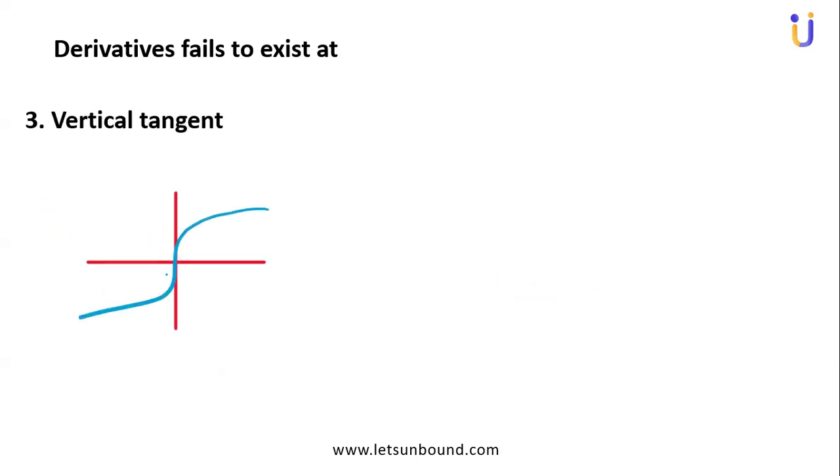And also the next one is vertical tangent. We might think, oh, when I focus here, I will get a straight line. So then it means it is differentiable? No. Because at this point, when you have a vertical tangent, the slope is undefined. You can't say what the slope is over there. So at this place also the derivative fails to exist. If you see a vertical tangent at a point, there also the derivative fails to exist.